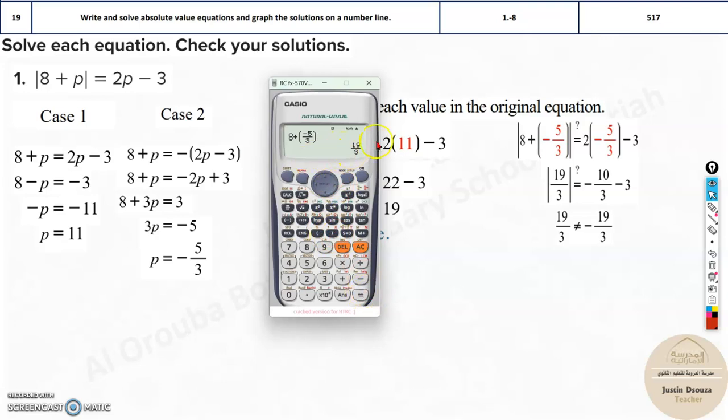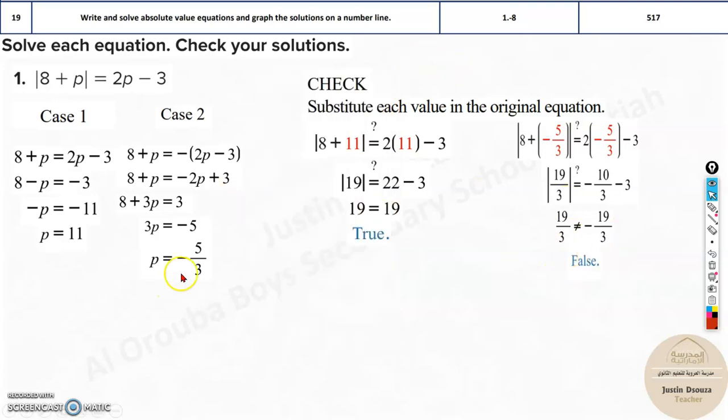The answer is positive. And even if it was negative, when it is inside the absolute value, it will just become positive. So now you can see this one is false. So only one correct answer is there, that is p equals 11. Why? Because it makes both the sides true.